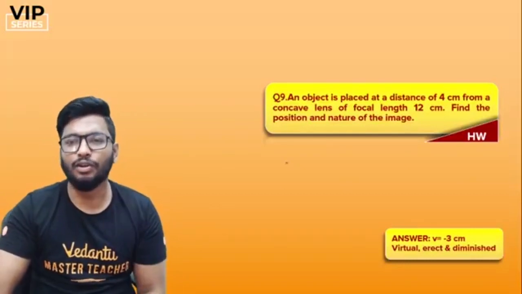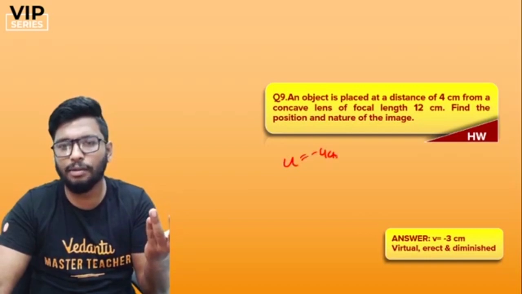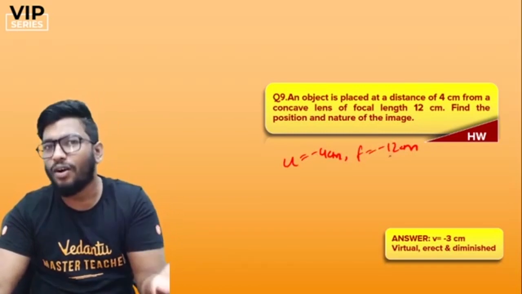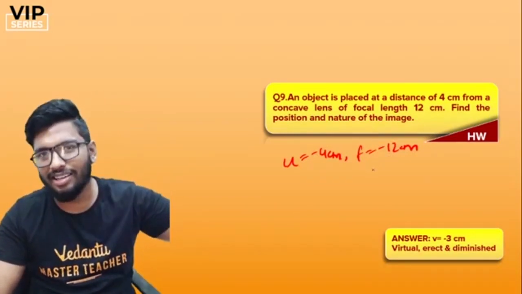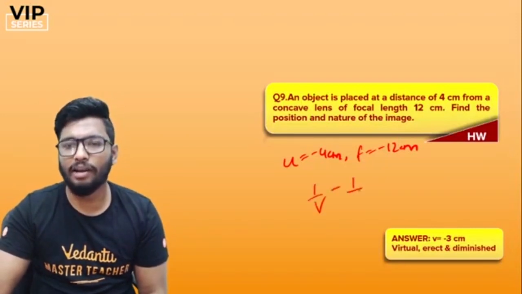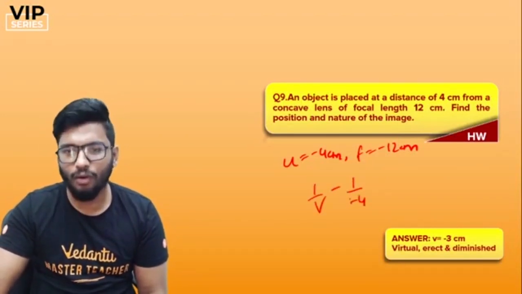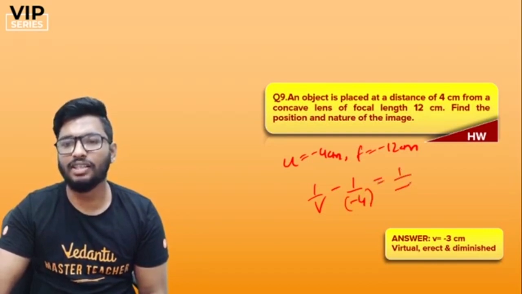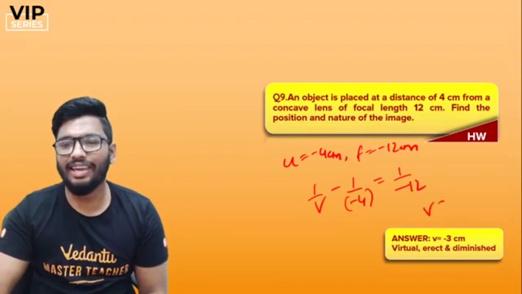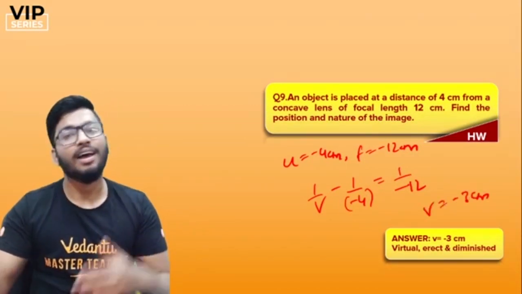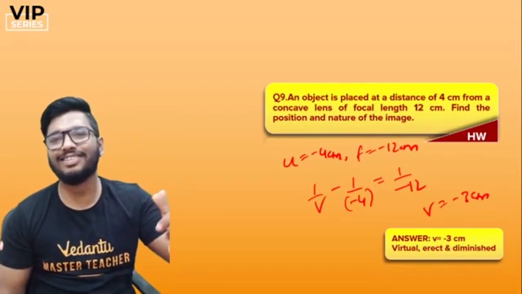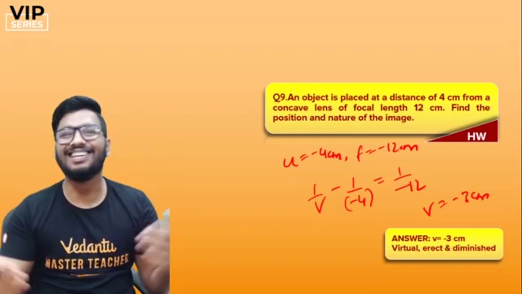Now if you remember, I told you that they've given you u is equal to minus 4 centimeter. They've given you the focal length, f is equal to minus 12 centimeter. Why minus? Because for a concave lens the focal length lies on the same side as the object, so it's going to be minus itself. So 1 by v minus 1 by minus 4 is equal to 1 by minus 12. If you simplify this, you'll get v is equal to minus 3 centimeter. And because it's a concave lens, you're always going to get a virtual image, always erect and always diminished. So that is the answer for this question, guys.